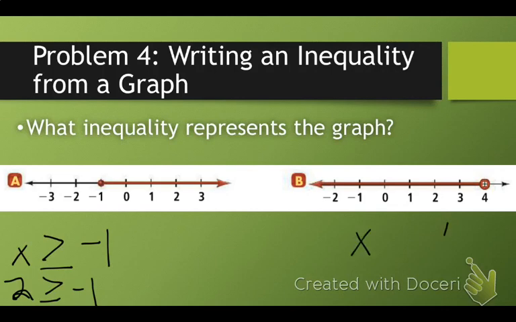On the second one here, I've got my variable. I see that my circle is on the 4. And I see that my circle is open, so I'm not going to have the or equal to line. And I believe that in this case, it is referring to the numbers that are less than 4. So if I plug something in, does that work? 2 is less than 4, and yes, it does.